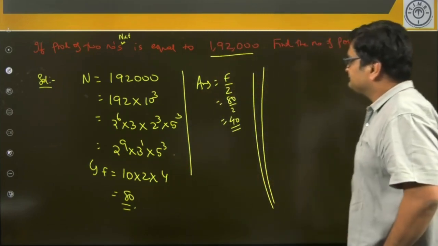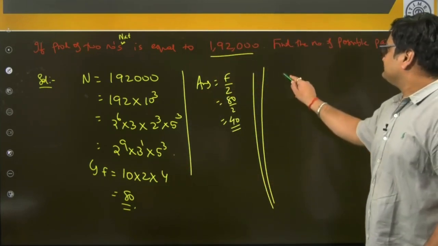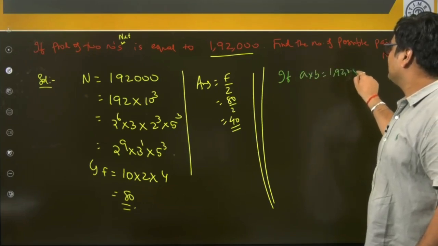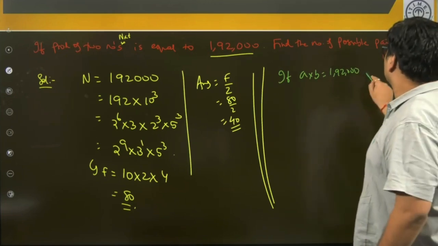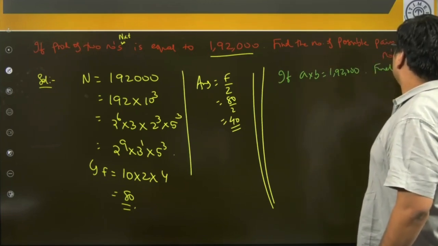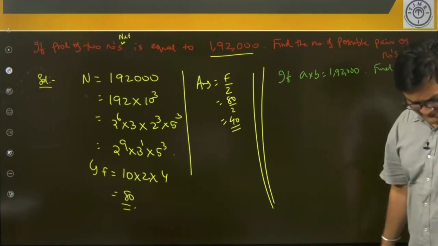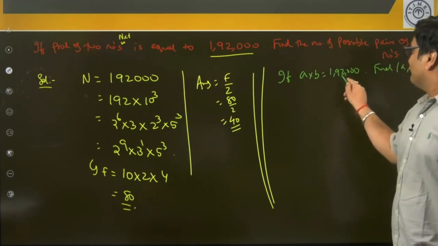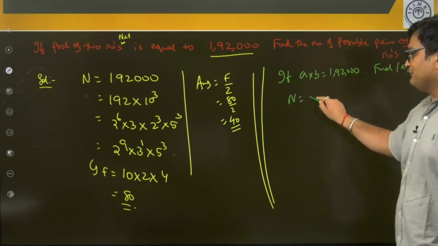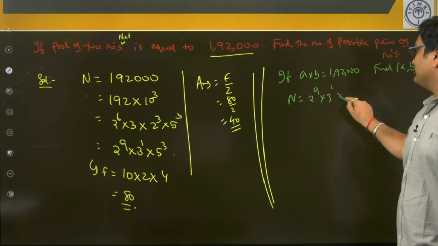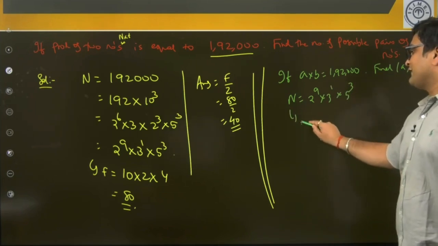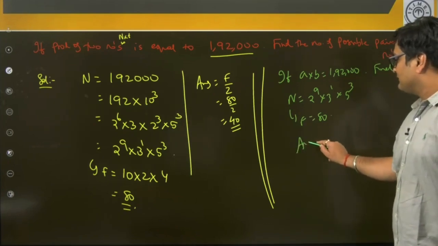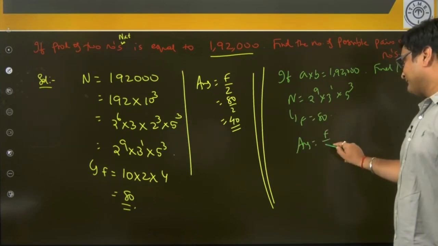please note the following. Had the question been, if A into B is 1,92,000, same number, find the number of possible pairs A comma B. So how would this vary? Here also 1,92,000 is still the same, 2 power 9, 3 power 1 into 5 cube. Still the number of factors is the same, 80, everything is the same. And hence can I say my answer will be f by 2 only.